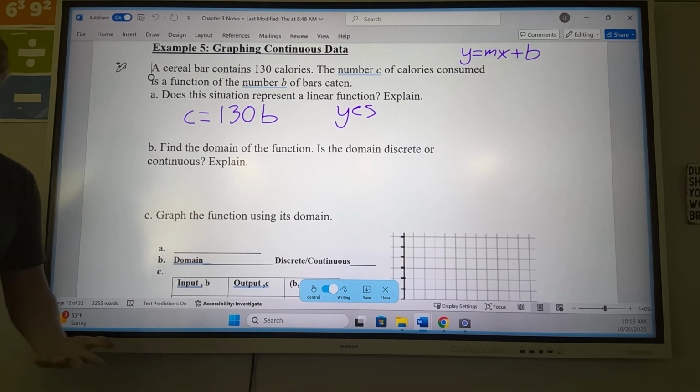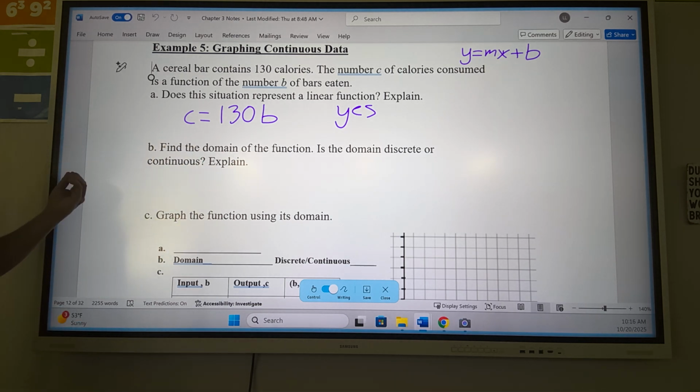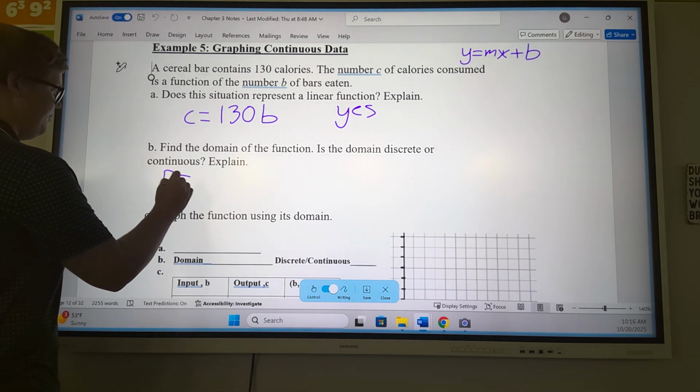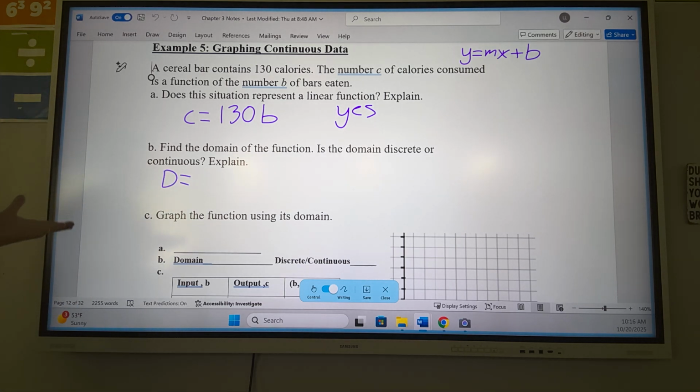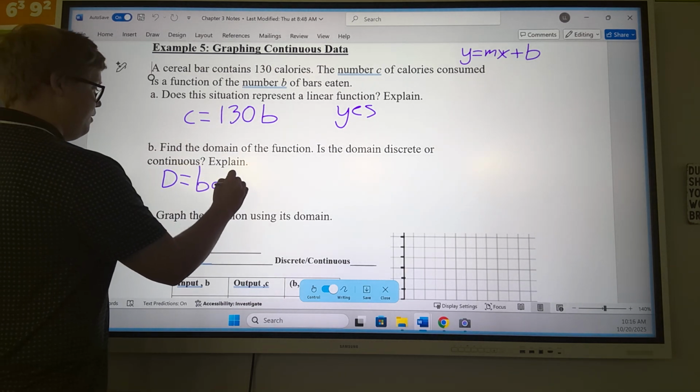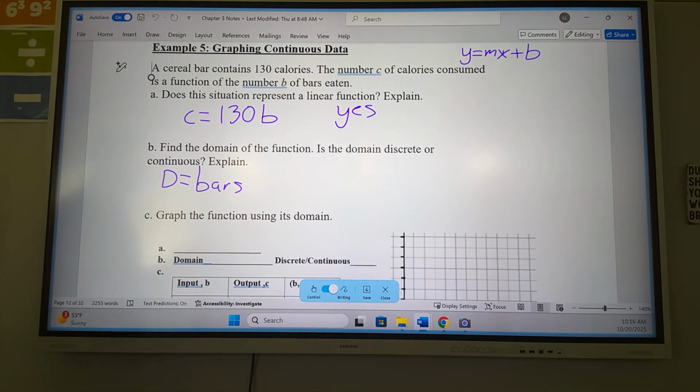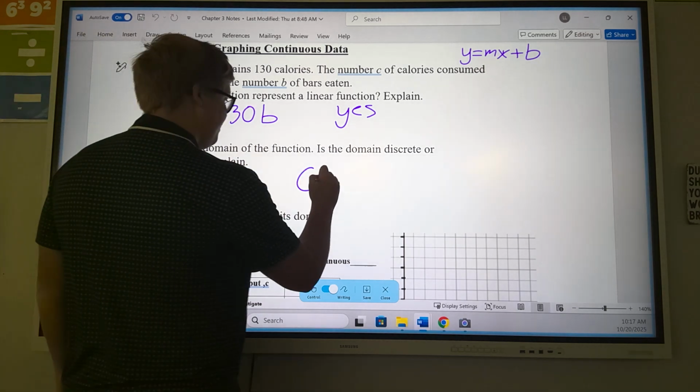Now, I'll give you a little hint. In Algebra 1, we're probably not going to be doing a whole lot of nonlinear functions, so typically it's always going to be linear. You just have to be able to write the equation. Okay, we have to find the domain of the function. Is the domain discrete or continuous? The domain is going to be our input, which is bars, right? So the domain is bars. Is this discrete or continuous? Well, the question I have is, can you eat half of a granola bar and still gain calories from it? Yes, you can. So it is continuous.